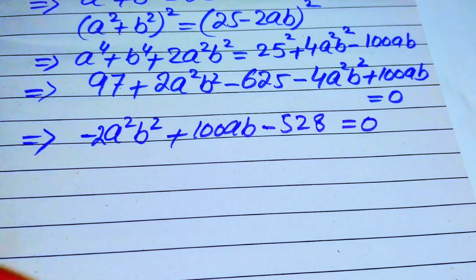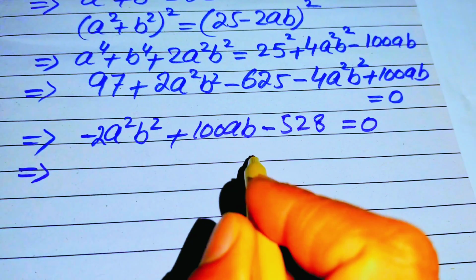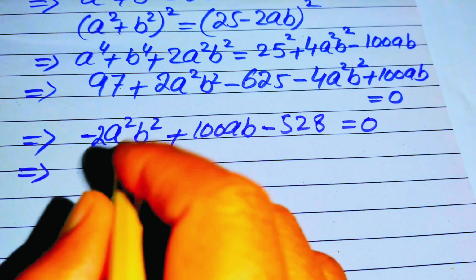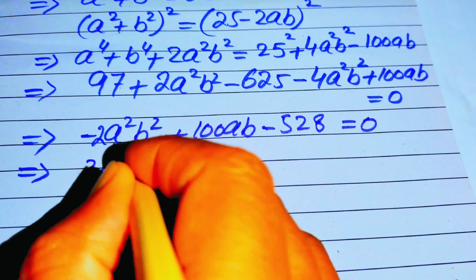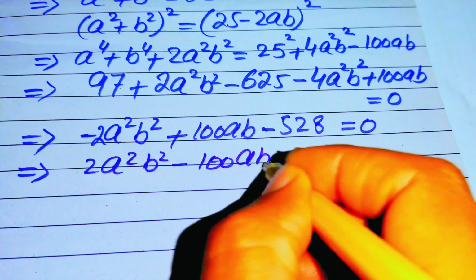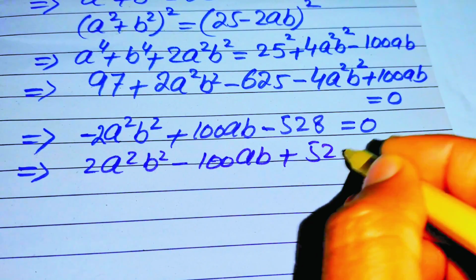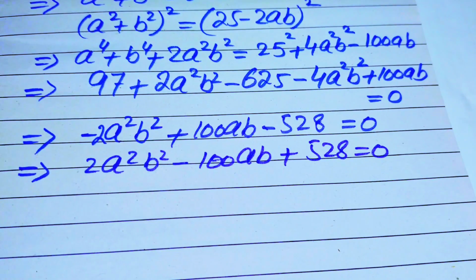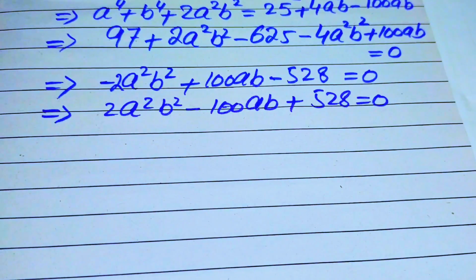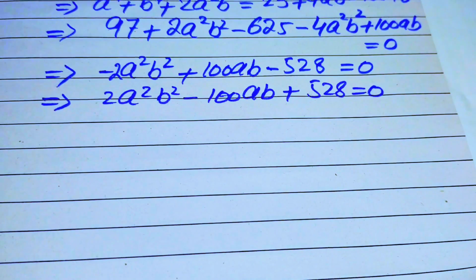So here we multiply each of the terms by a minus sign, and you get 2 times a square b square minus 100 times ab plus 528 equals 0. So now here we need to make the factors of this equation, and we can easily find the factors of this equation.